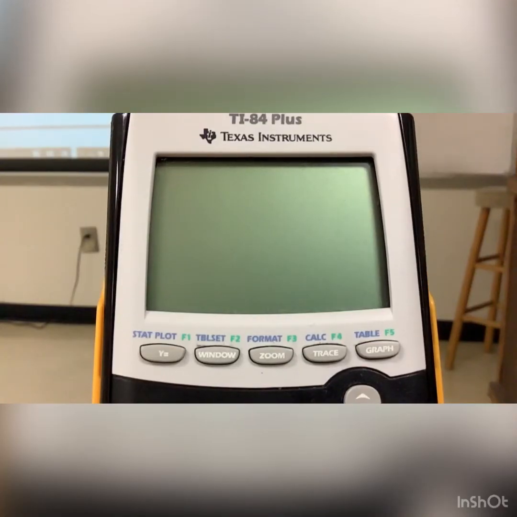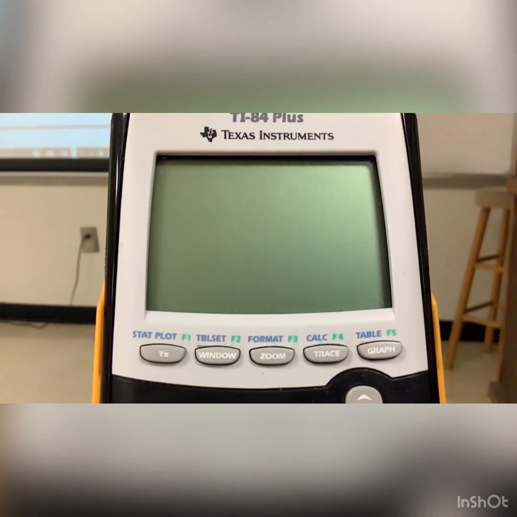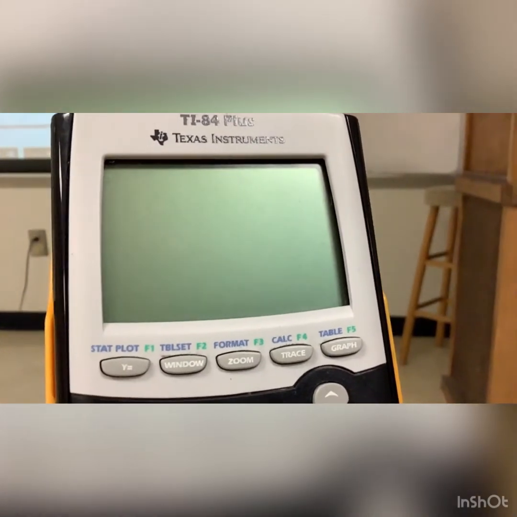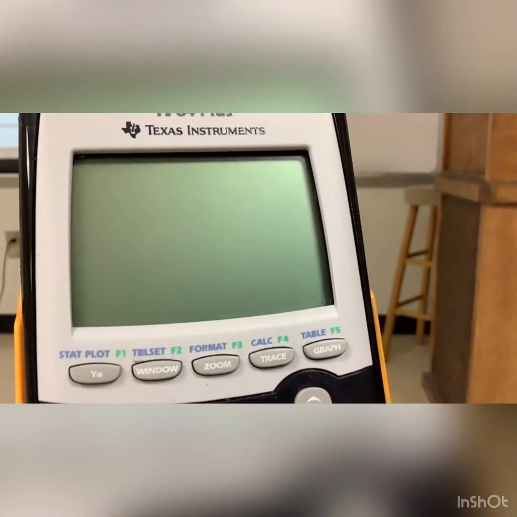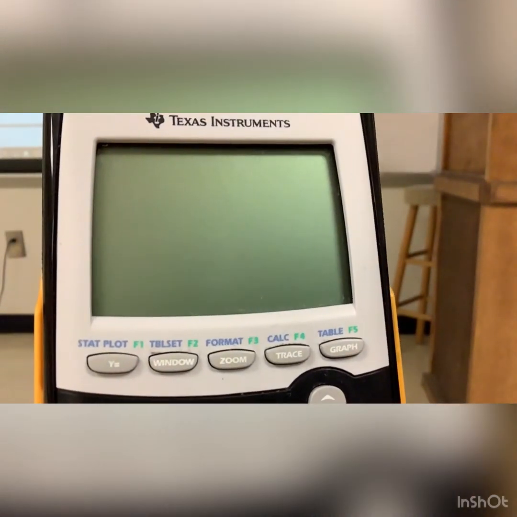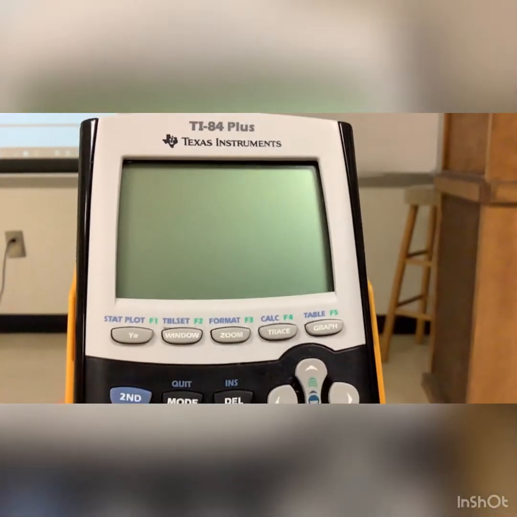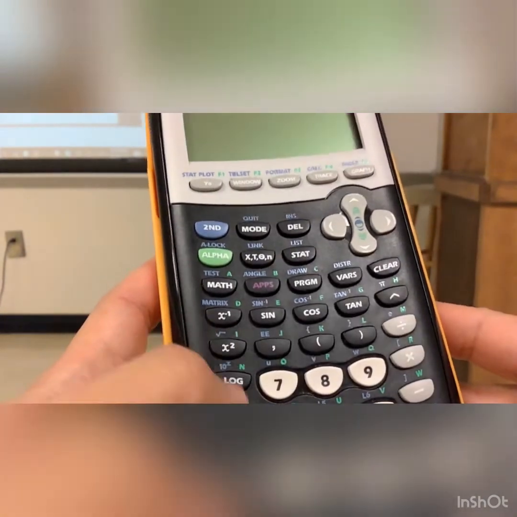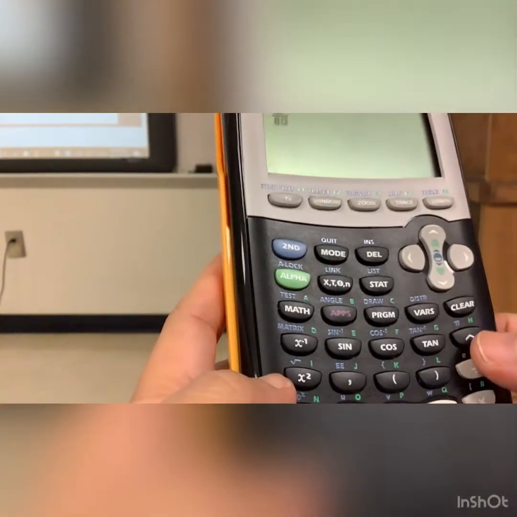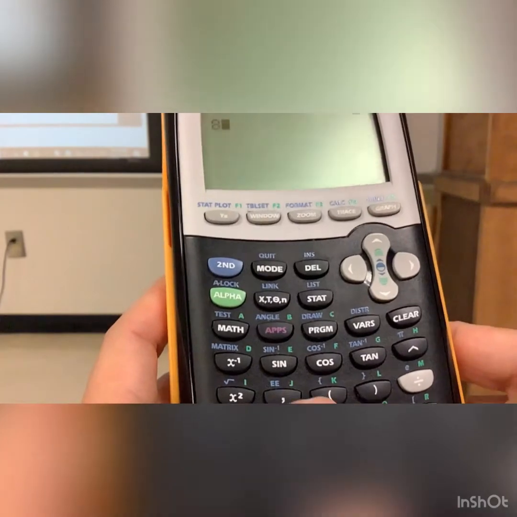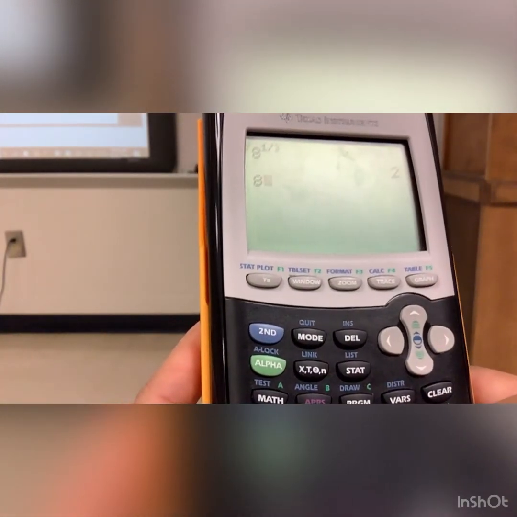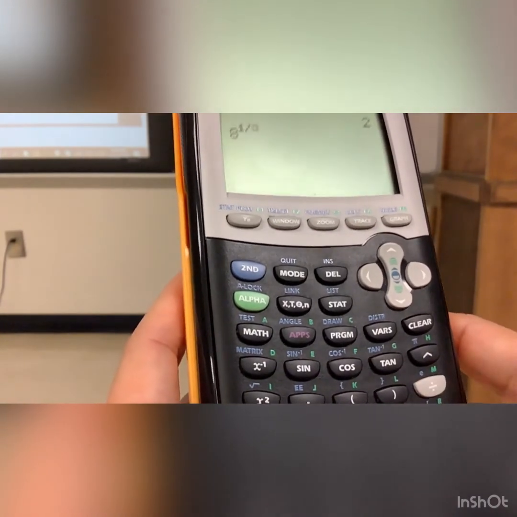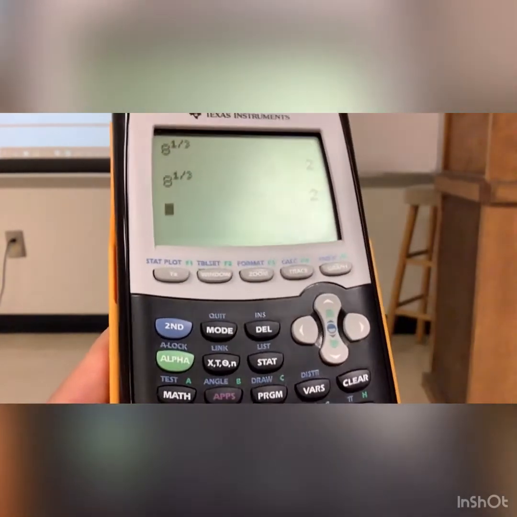Okay, for those of you who have questions on how to put the fractional exponent in your calculator, this is how you do it. It's based on item number 24, 8 raised to 1/3. So you press 8 first, and then the fractional exponent. So you have 1 divided by 3. Then you have 2.